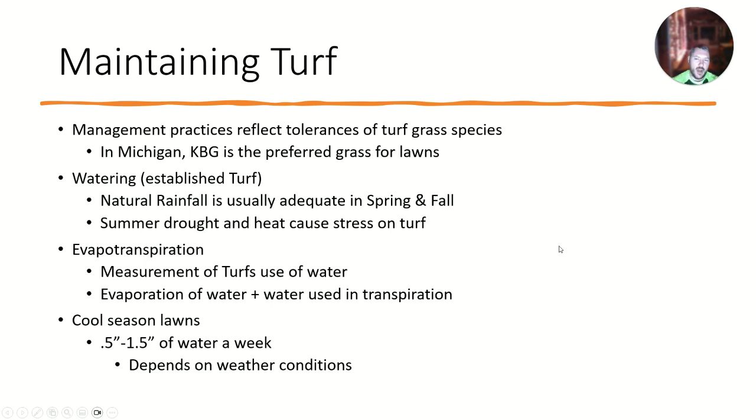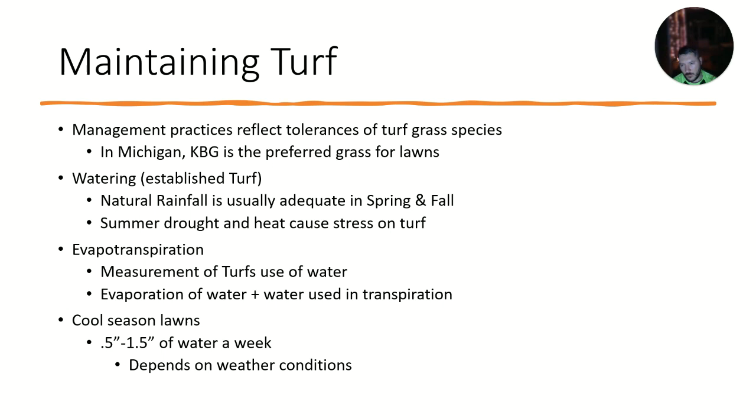So, management practices reflect tolerances of turf grass species. In Michigan, Kentucky bluegrass is the preferred grass for lawns. Primarily, you're going to see Kentucky bluegrass everywhere. Now let's talk about watering an established turf.